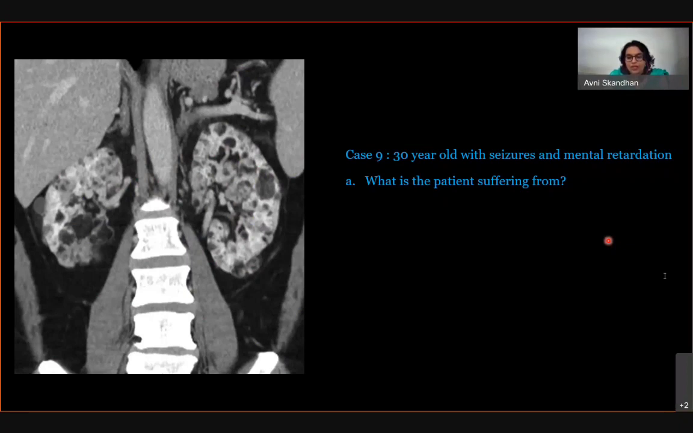It is tuberous sclerosis. Somebody said VHL, but it is not VHL. I'll tell you why. So this is tuberous sclerosis, and yes, it is a triad where you have the seizures, mental retardation, and all. And so what do we see in tuberous sclerosis?